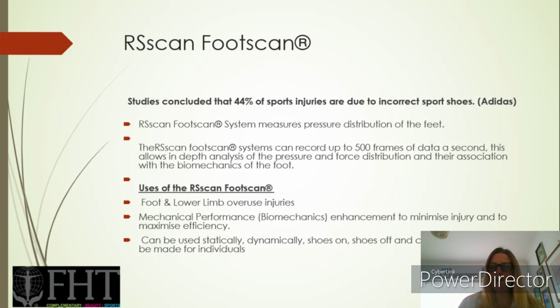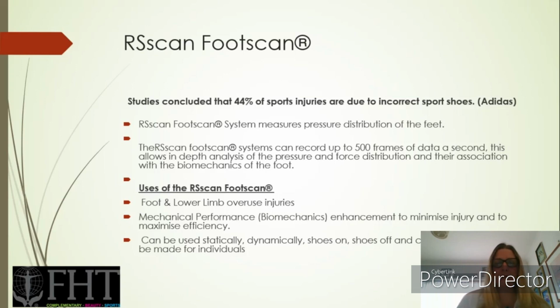So uses of the scanner. It can look at foot and lower limb overuse injuries. It can look at mechanical performance, so biomechanics, to enhance performance, minimize injury and maximize efficiency of the individual.